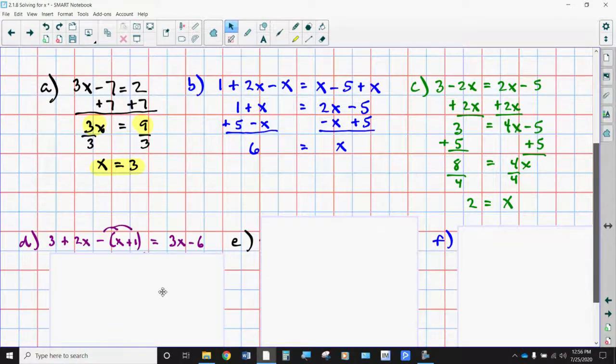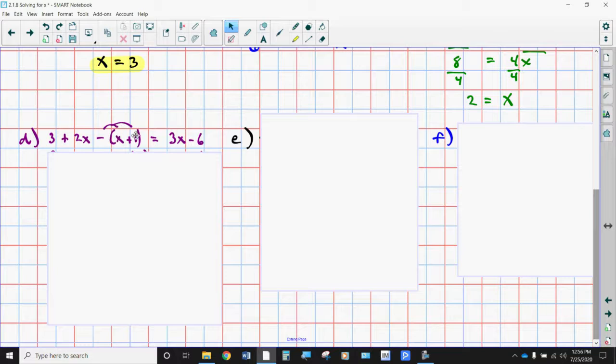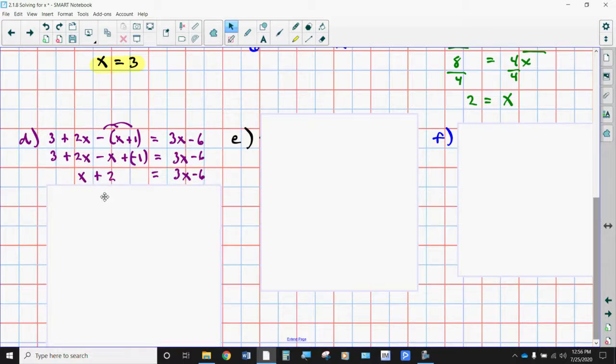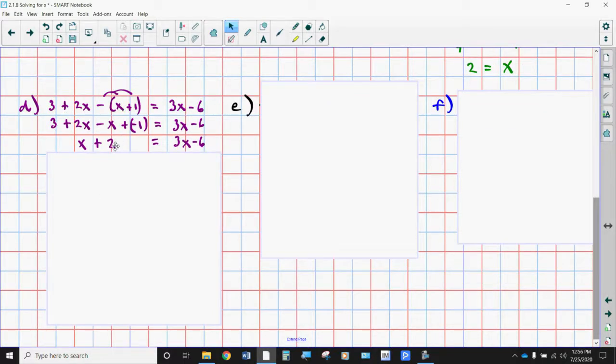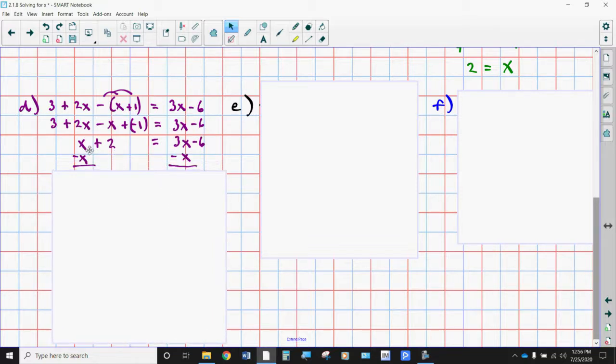Take a look at D. Here we use a little distributive property to rewrite. I could have said that was plus a negative x, but I figured 2x minus x should be easy to simplify. So 3 and negative 1 make 2, and 2x minus 1x is x. Now we're ready to start subtracting or removing balanced sets.